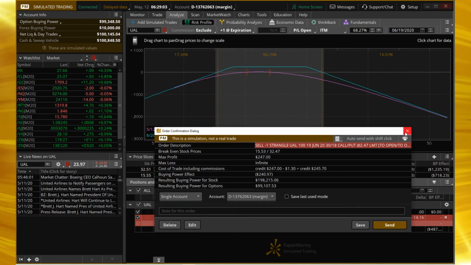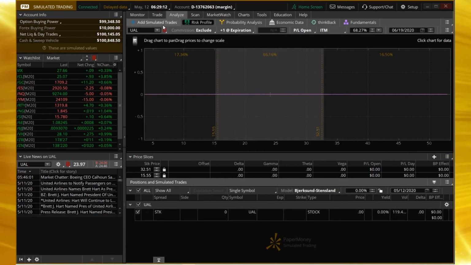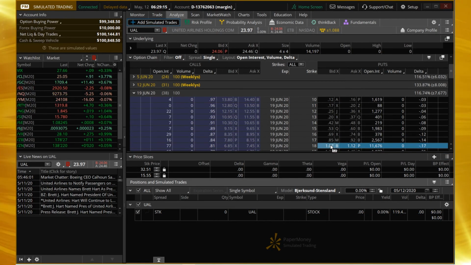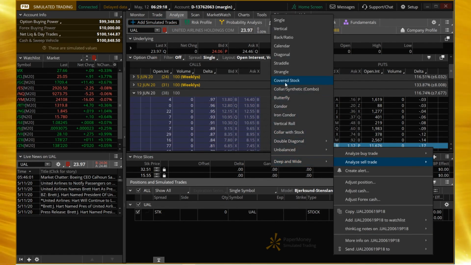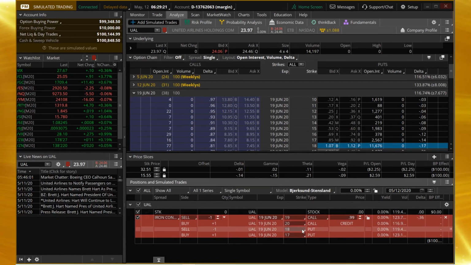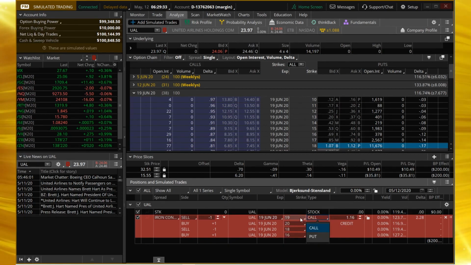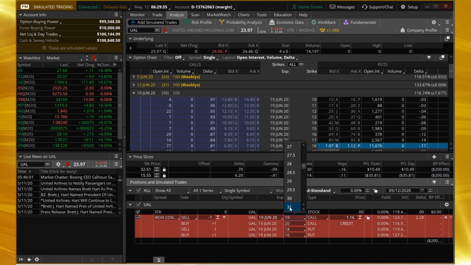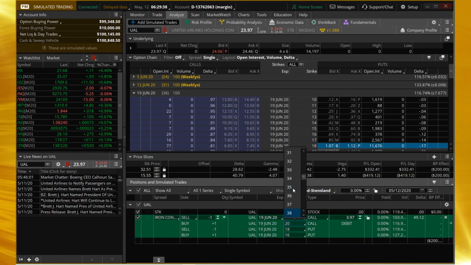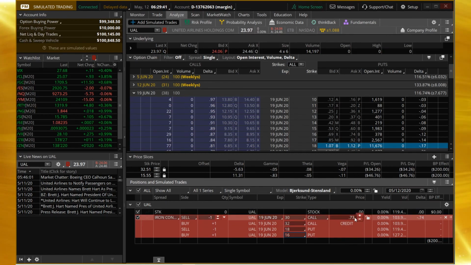I did say I would take a quick look at the iron condor version of this, to see if that might be beneficial to some of you. So I'm going to remove this trade, go back to Add Simulated, and go over here to the 18, and Analyze, Sell, and the iron condor. For the put, let's make it $2 wide, so we'll bring this down to 16. Take the short call and bring that up to 30, and then the long call will be 32. So a much smaller credit received on this one, but let's take a look at that risk profile.